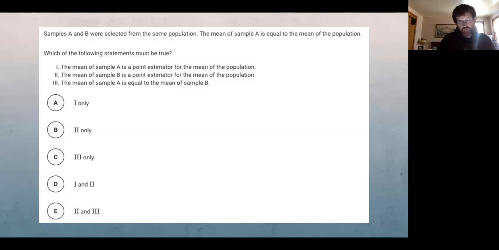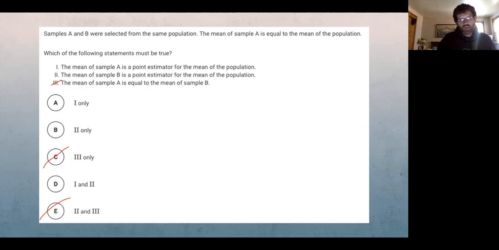Well, let's first of all talk about what we know isn't true. If we took 2 samples, it's highly unlikely we're going to get exactly the same mean, because we're going to get different individuals making up that sample. So these will not be the same. So anything that says that 3 must be true, I'm going to cross out. So it's either 1 and 2 or 1 or 2 individually.